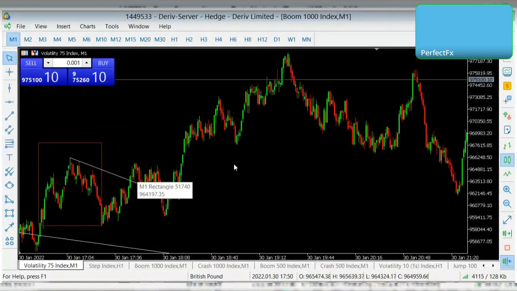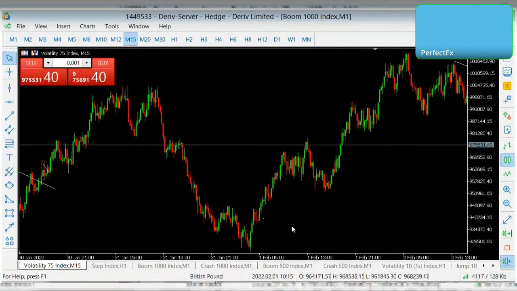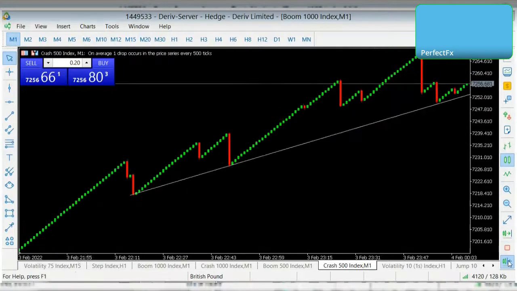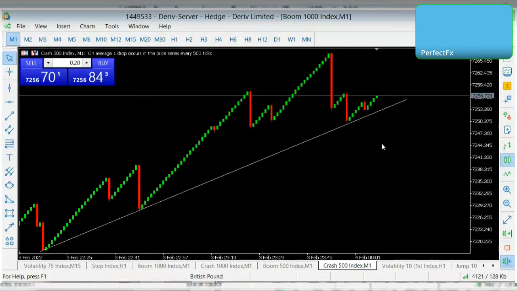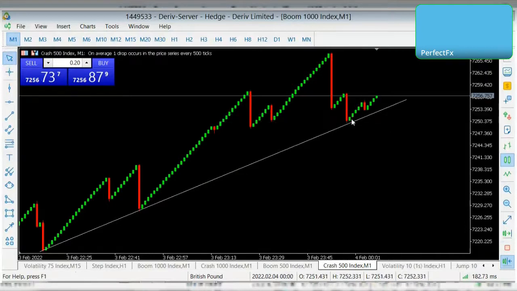Can you see the move to the upside? Can you see this move to the upside? So you'll be risking very, very small in the market and making much from the market. So guys, let's look at where the price is at this point in the market. Okay, can you see this already?